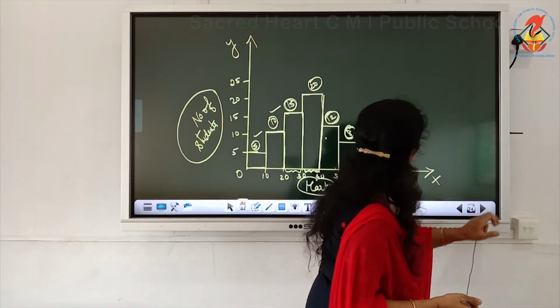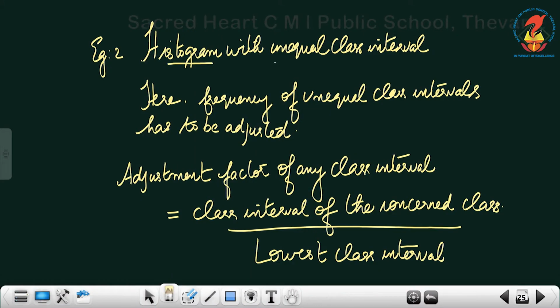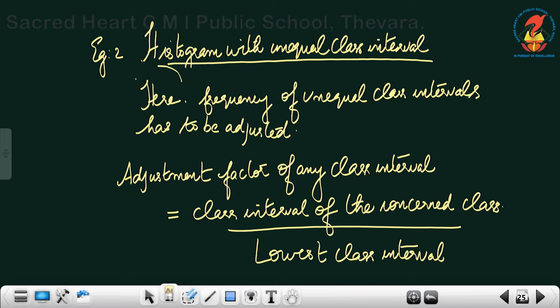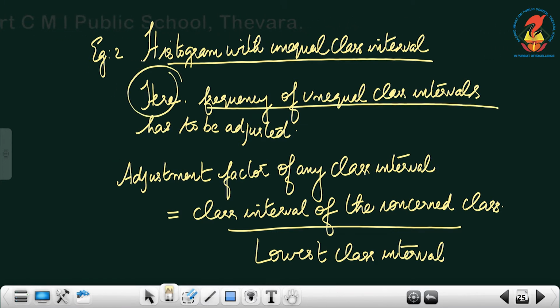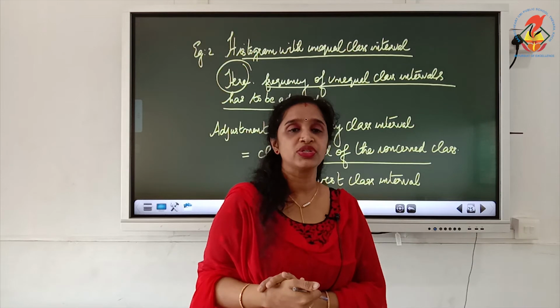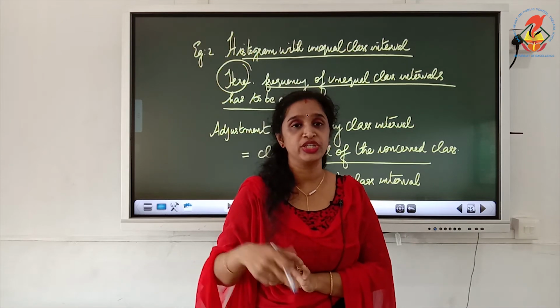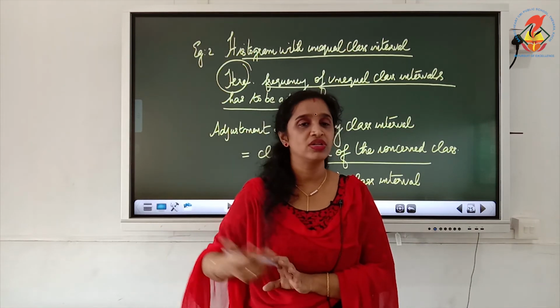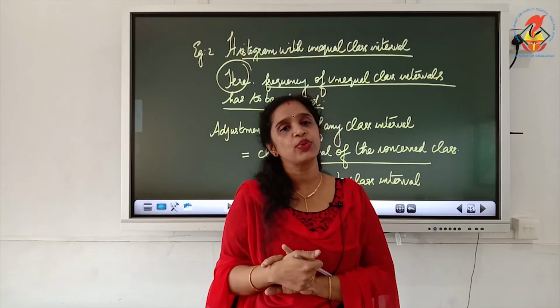Now we can move to the next one, the histogram with unequal class interval. Here the class interval is not equal. So what has to be done here? Frequency of unequal class interval has to be adjusted. So what is the example I have given for unequal class interval? 0 to 10, 10 to 20, 20 to 40, 40 to 80. All this is an example of unequal class interval.